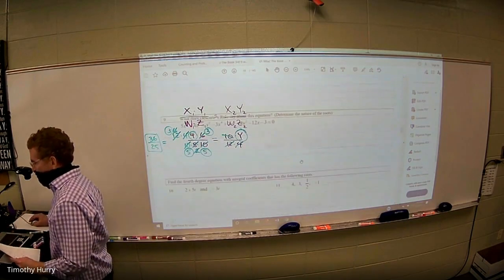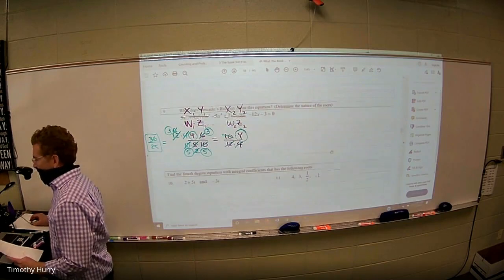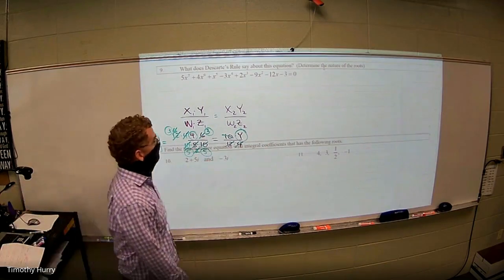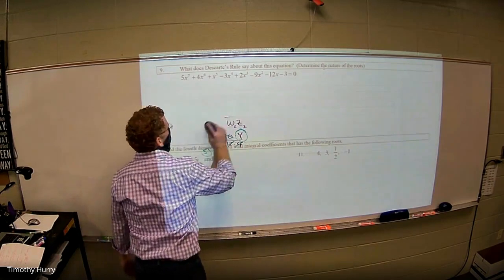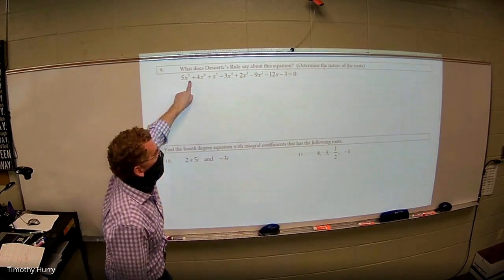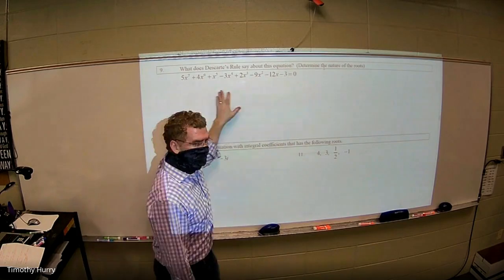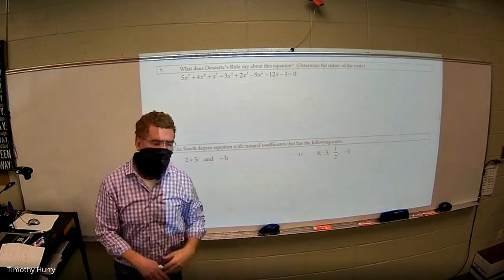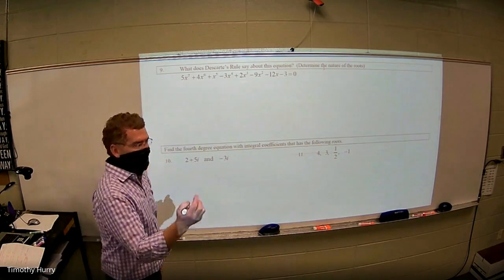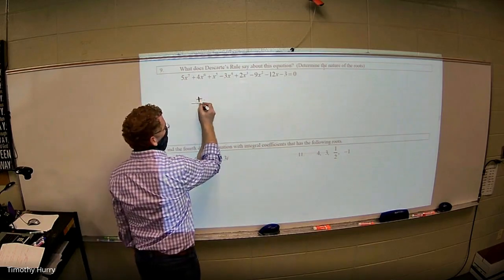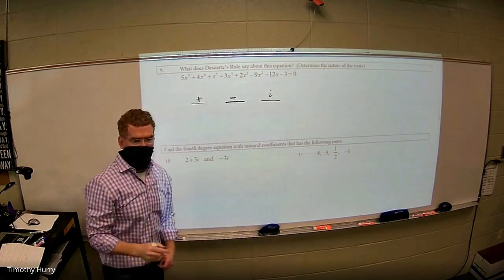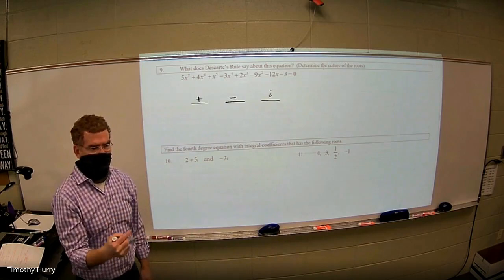I just don't really understand Descartes' rule. Okay, so Descartes' rule, again, not the best rule on the planet. It's not like it's going to be life-changing for most of your work. Honestly, if I was trying to solve a problem like this, this is equal to 0. If I was looking at it and I didn't see all positives or all negatives or alternating, I probably wouldn't even bother. But it tells you to do it. So I'm going to do 3 things. I'm going to find the number of possible positives, the number of possible negatives, and the number of possible imaginaries.